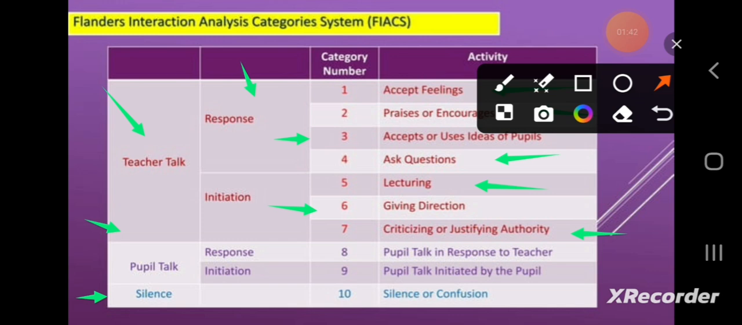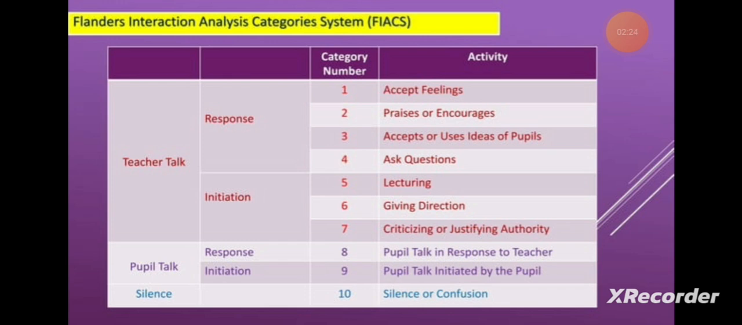Pupil talk. Response. Pupil talk in response to the teacher. Student responses to questions or comments made by the teacher. Initiation. Pupil talk initiated by the pupil. Student-initiated comments or questions not prompted by the teacher. Silence or confusion. Periods of silence or visible confusion from students indicating a lack of understanding or engagement. FIAS categorizes these interactions to provide a structured way of analyzing how the teaching and learning process unfolds in the classroom.